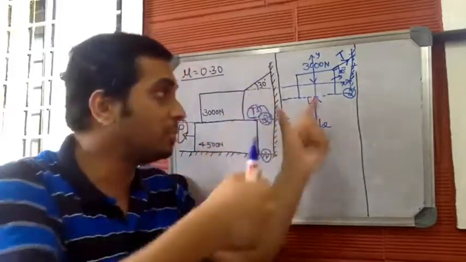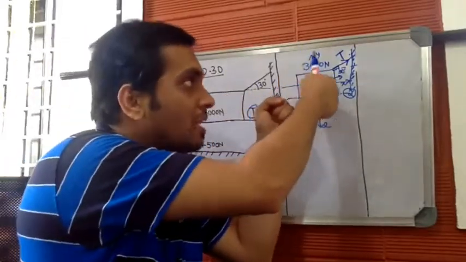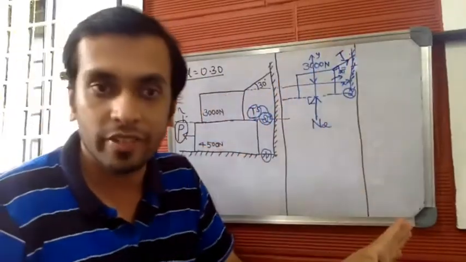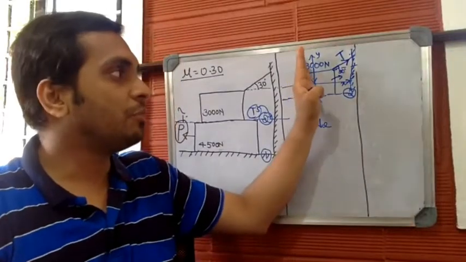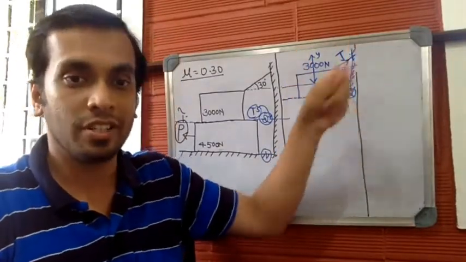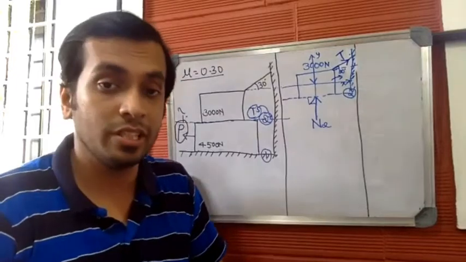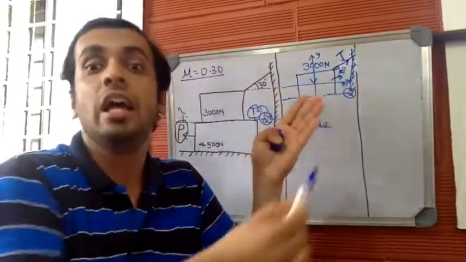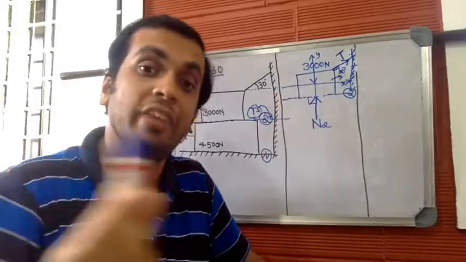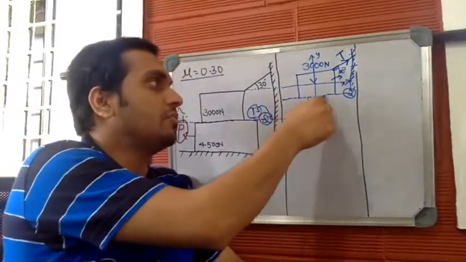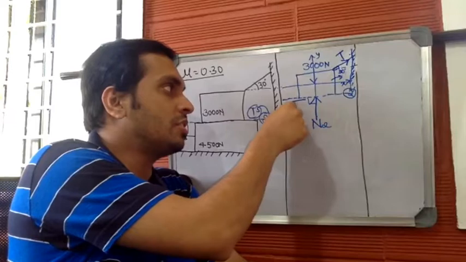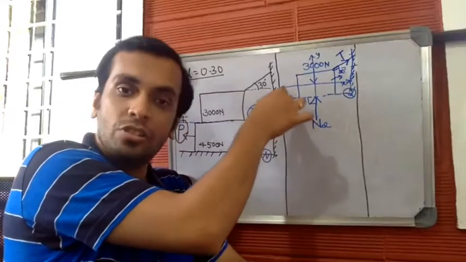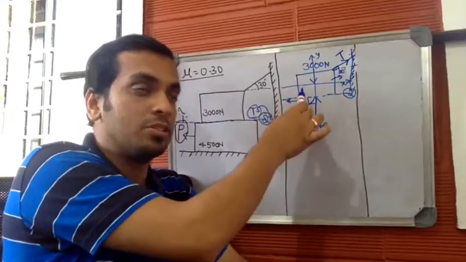Tension always moves away from the body, or it tries to pull the body towards the vertical surface. So the trend of motion of this particular body is towards the vertical surface, and the direction of frictional resistance should be away from the vertical surface. In this way, I'll mark the friction resistance here. It should be tangential to the surface, whereas normal reaction will be perpendicular to the surface.